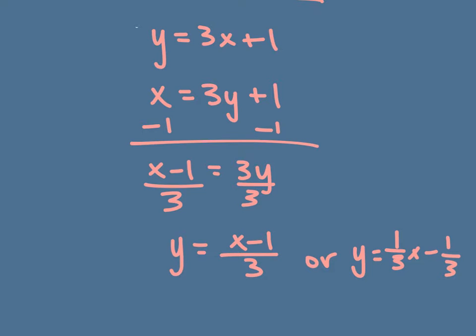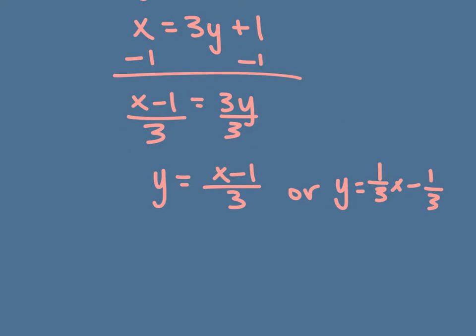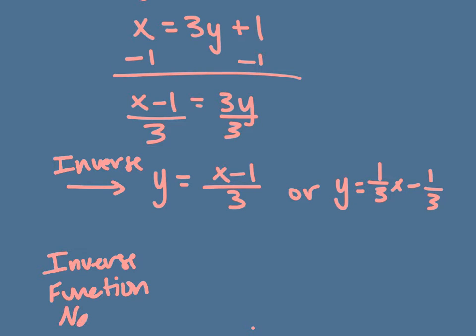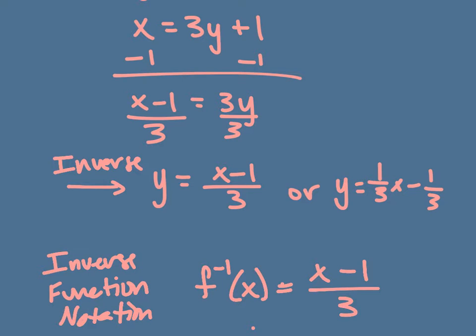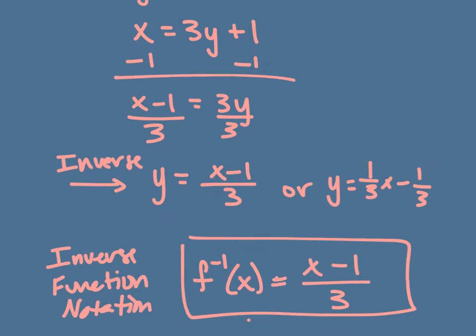Once you've done this solve for y, let's put this back into function notation. Because this is our inverse, we want to write it in inverse function notation. So now we get that f inverse of x is equal to, and we can write this a bunch of ways, but I'm going to do x minus 1 all over 3. So that's our function, that's our inverse.